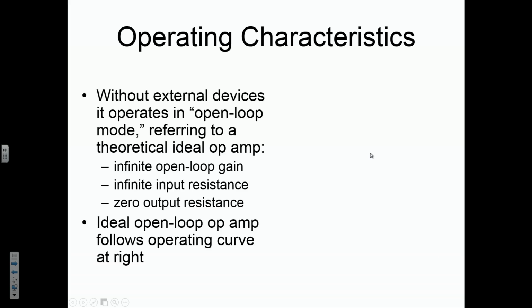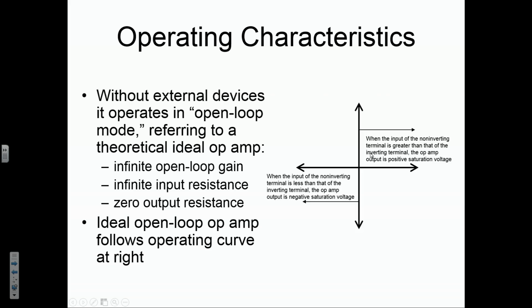All those things are great for an ideal open loop op amp, and it will follow the operating curve at the right. So when the input of the non-inverting terminal, and think just a moment, remember what the diagram looked like, that's the terminal going in by the minus sign, sorry, with the plus sign, is less than that of the inverting terminal, the op amp output is negative saturation voltage. So there is a maximum voltage that op amp can generate. That's called its saturation voltage. And in this case, it'll be to the negative.